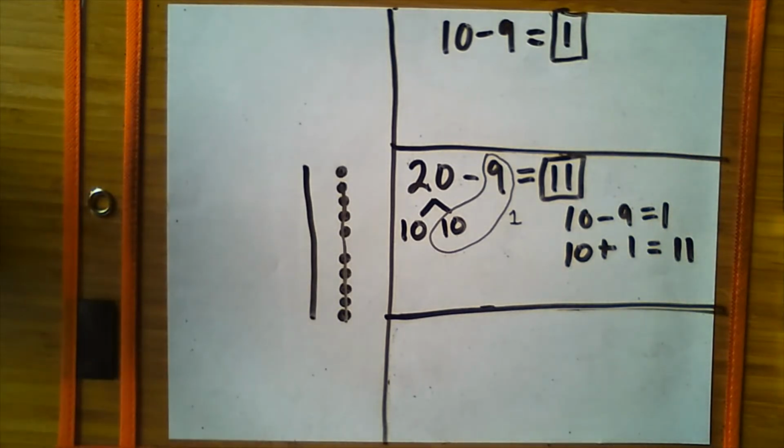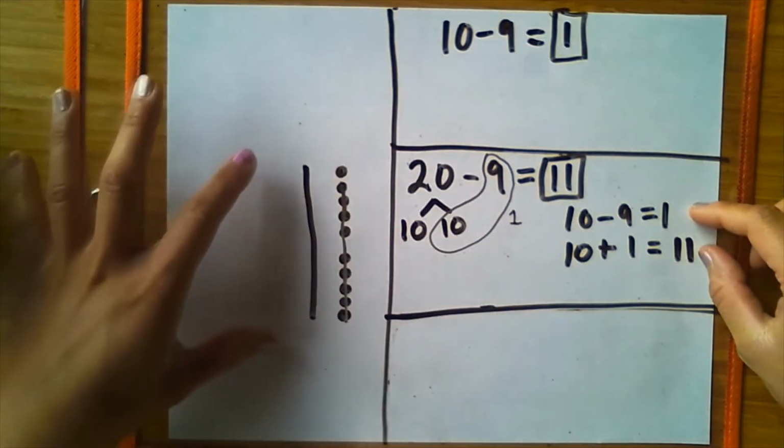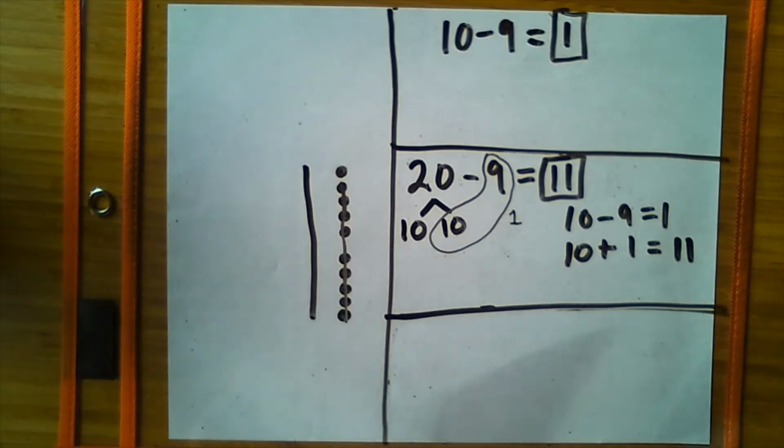Now, my friends, pause here. I want you to talk to a friend or a family member about how the two number sentences here relate to what we showed in our drawing. So pause and go ahead and talk and share with your family or a friend.